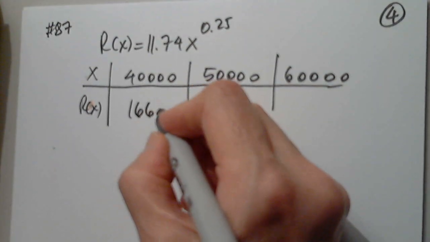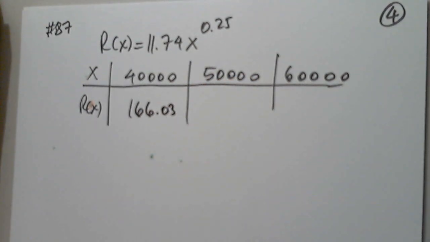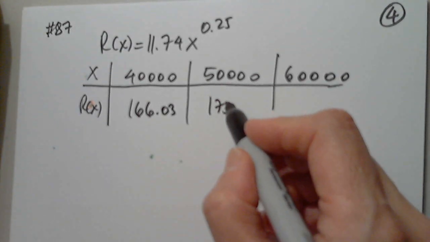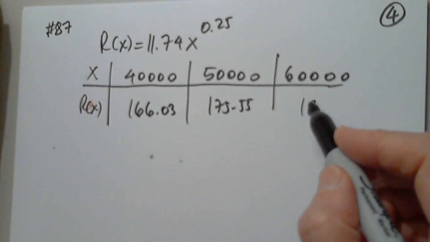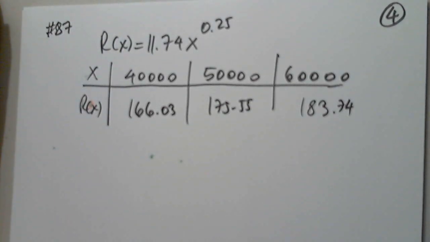So 166.03, then 175.55, and 183.74. So please remember, this is the easiest way to deal with this.